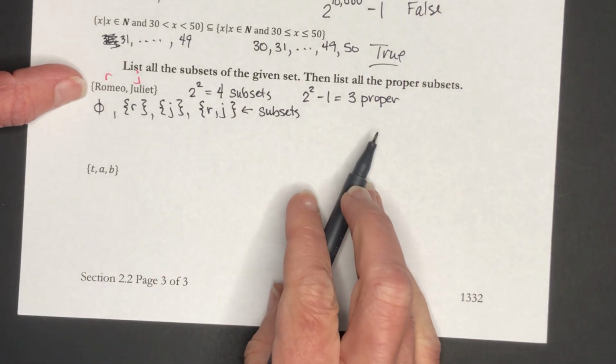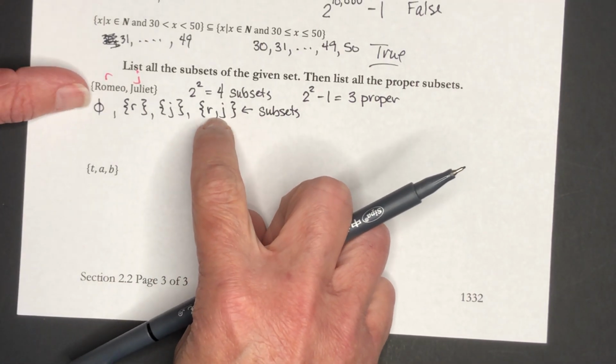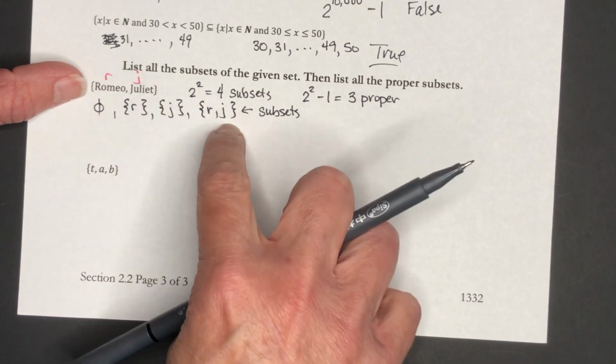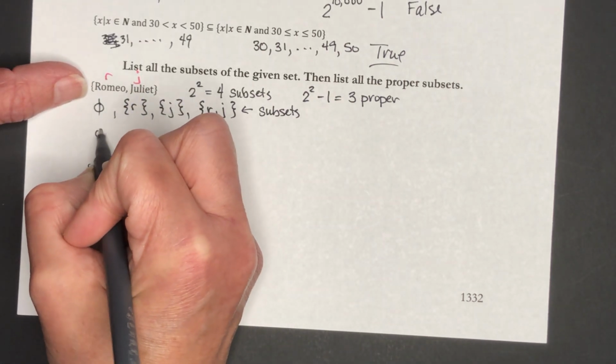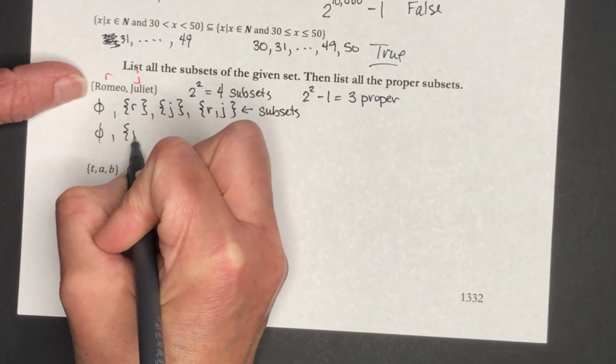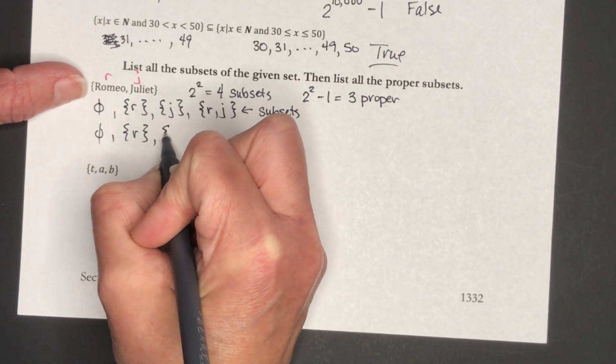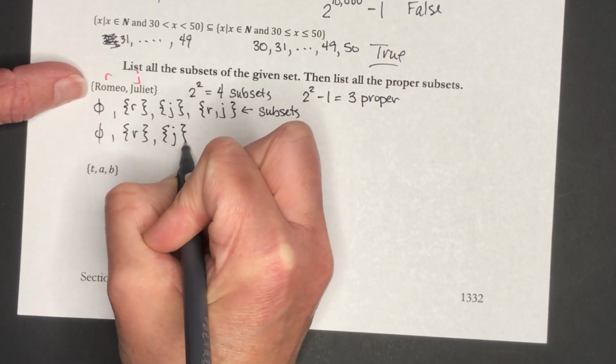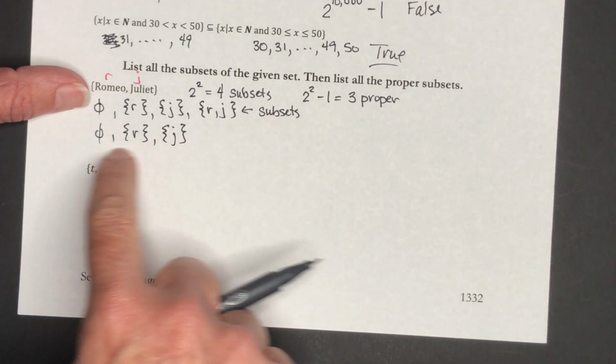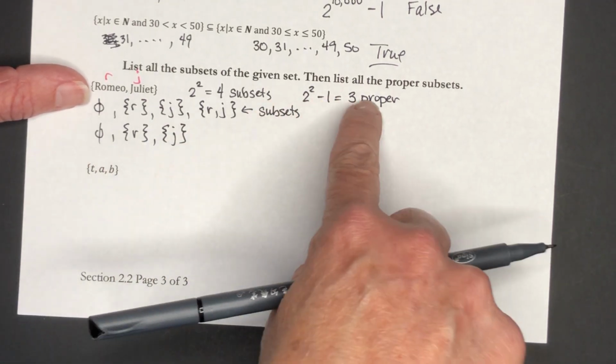Now if I want proper subsets, this is the only one that goes away because this is actually equal to what we were doing. So you would basically list them again, but leave off the one that's exactly the same. Here we have 3 proper subsets, which is what we expected.